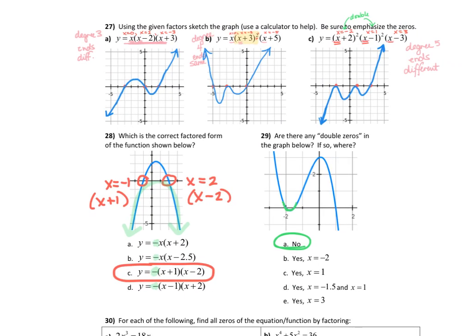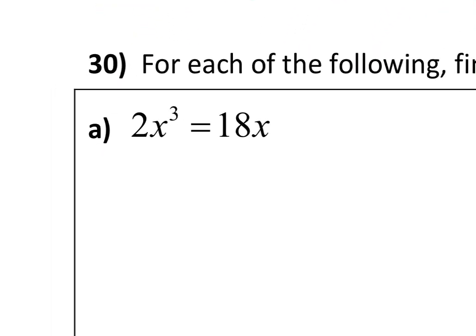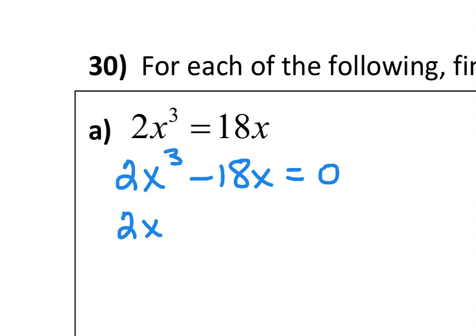Now, in number 30, what you're going to be doing is factoring these functions and or equations or expressions, and then finding the zeros based on what you factored. So the first thing that you want to remember to do is get everything equal to 0. And so I'm going to start by subtracting 18x from both sides. You always want to try to keep your leading coefficient positive if at all possible. And then you have to remember to check to see if there's a GCF, and in this case there's a GCF of 2x. And so I'm going to divide each term by 2x.